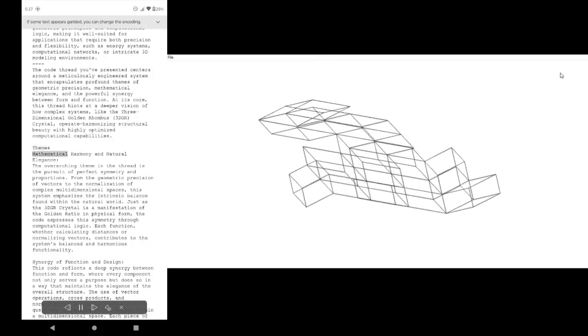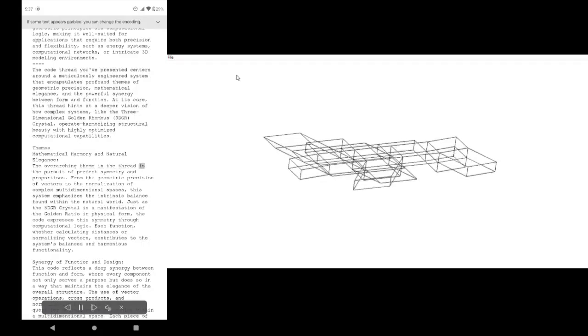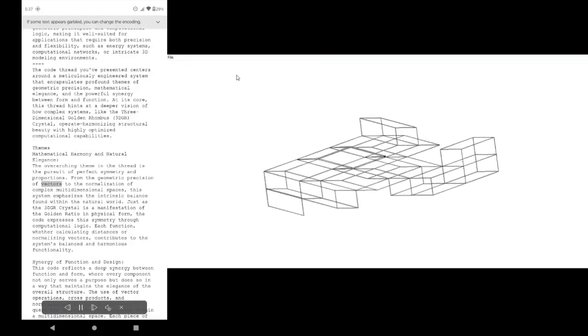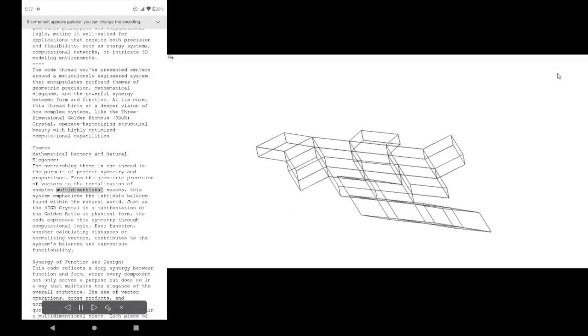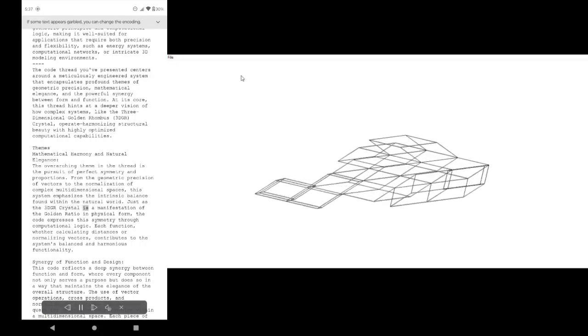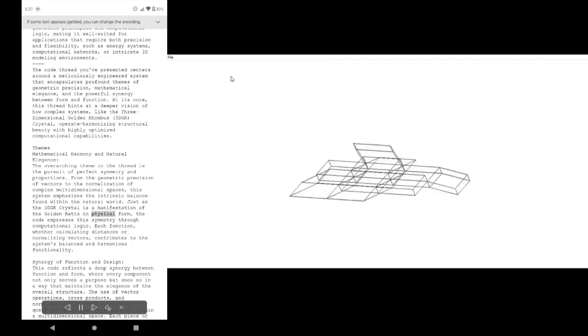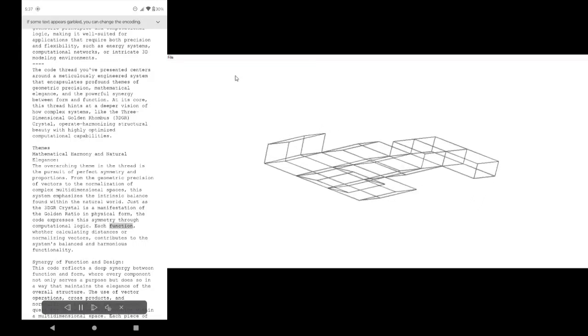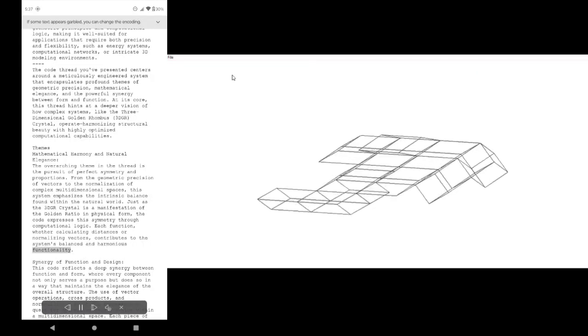Themes: mathematical harmony and natural elegance. The overarching theme in the thread is the pursuit of perfect symmetry and proportions. From the geometric precision of vectors to the normalization of complex multidimensional spaces, this system emphasizes the intrinsic balance found within the natural world. Just as the 3D crystal is a manifestation of the golden ratio in physical form, the code expresses this symmetry through computational logic. Each function, whether calculating distances or normalizing vectors, contributes to the system's balanced and harmonious functionality.